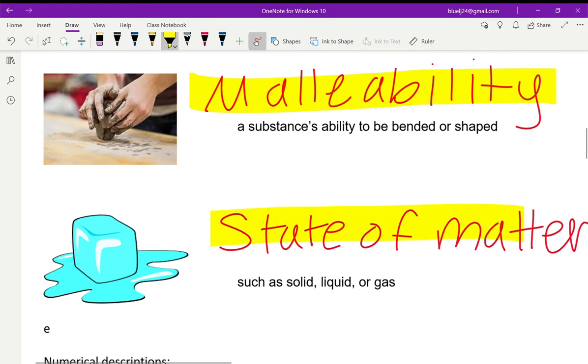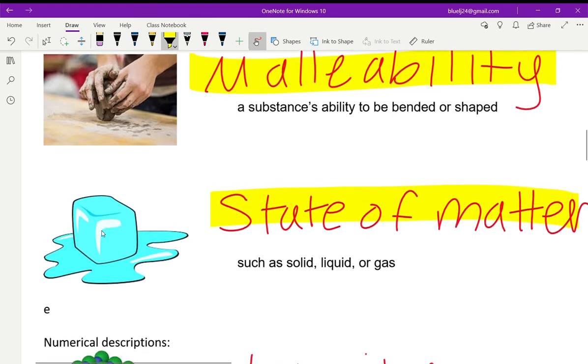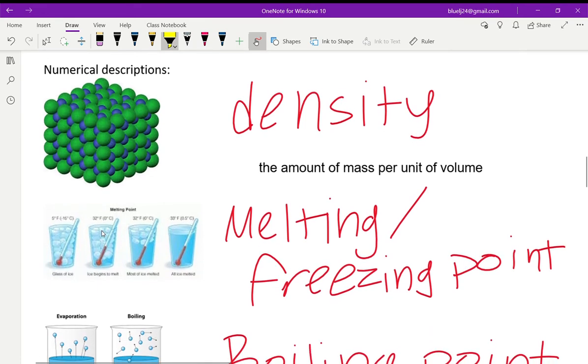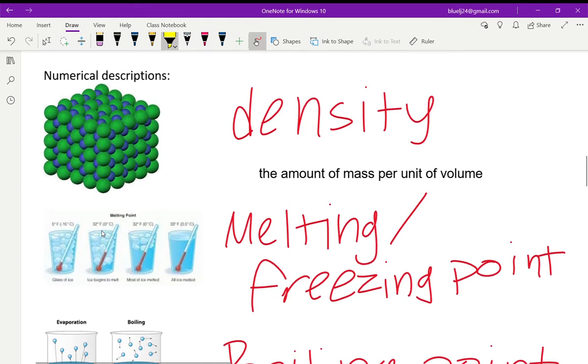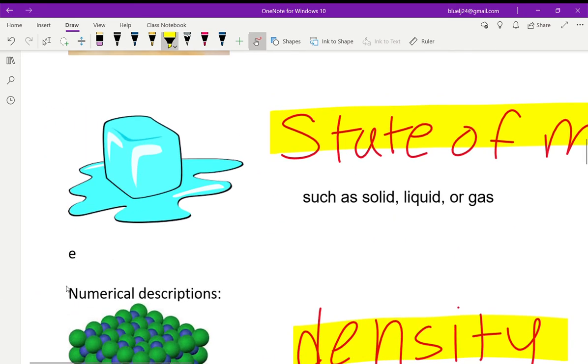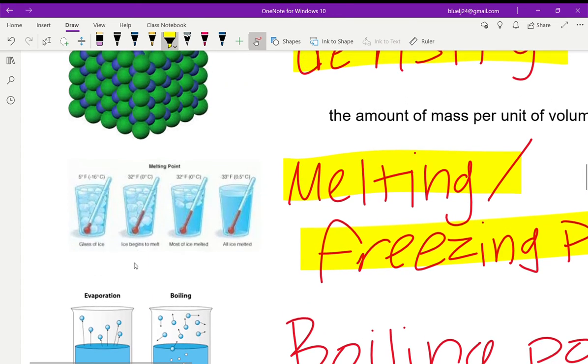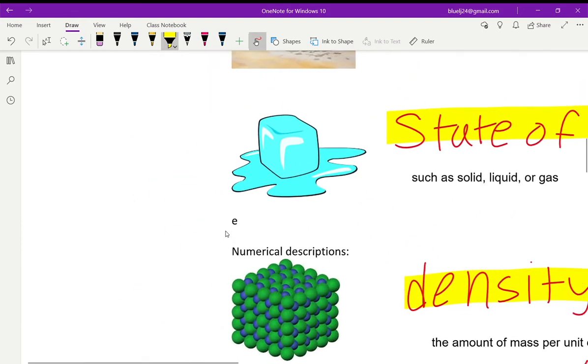State of matter, and these are things such as solid, liquid, or gas. And here are some things that you can describe using numerical descriptions. Density, the amount of mass per unit volume. Melting or freezing point, and as you can see in the photo, the glass of ice starts out frozen, but as it melts, it gets to the certain temperature it needs to, and all of the ice is melted.